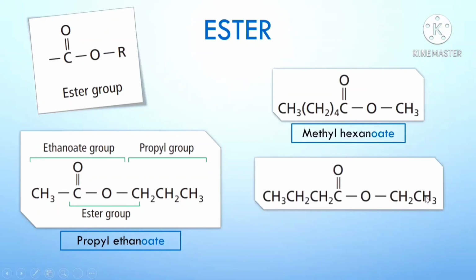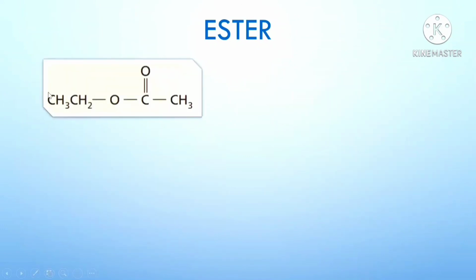Here, we have an ethyl group bonded to oxygen, and the acid has 4 carbon atoms, so it's a butanoic acid. We have ethyl butanoate. For this molecule, ethyl is bonded to oxygen, and for the acid, it's ethanoic acid, so it becomes ethanoate. So we have ethyl ethanoate.